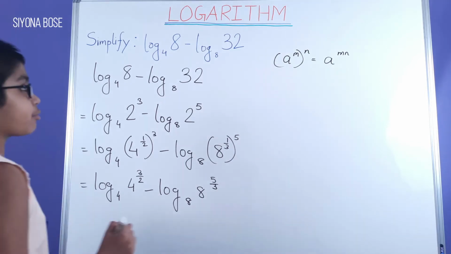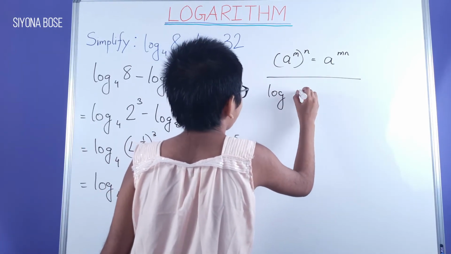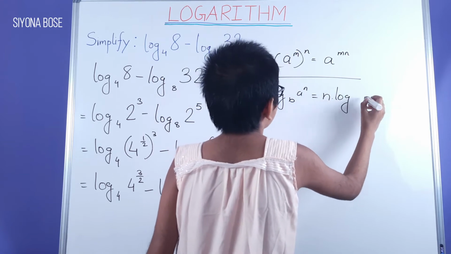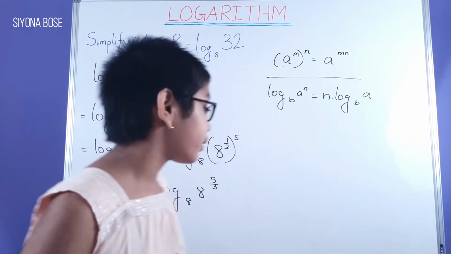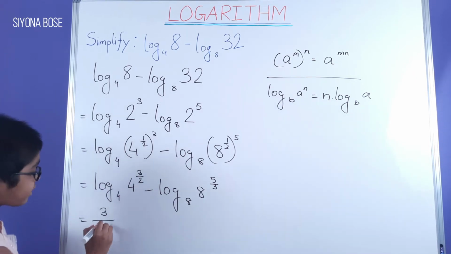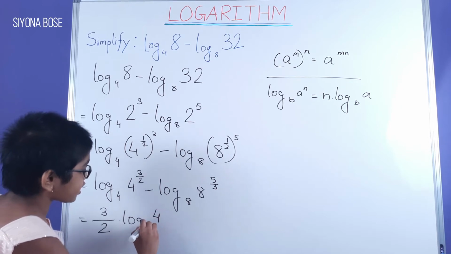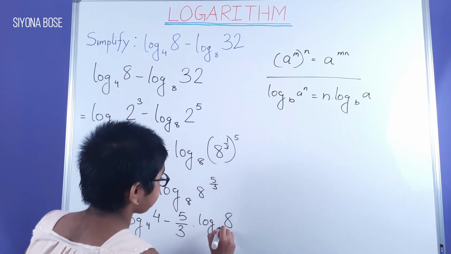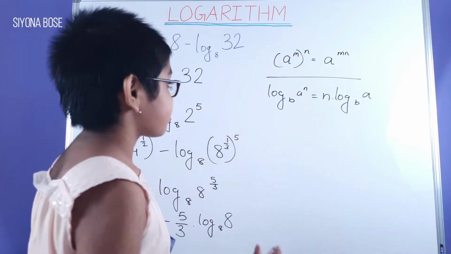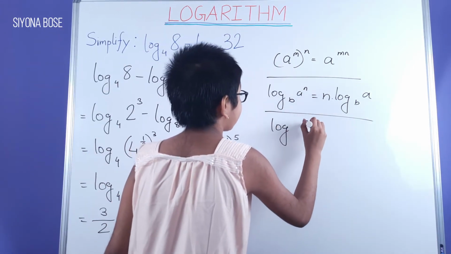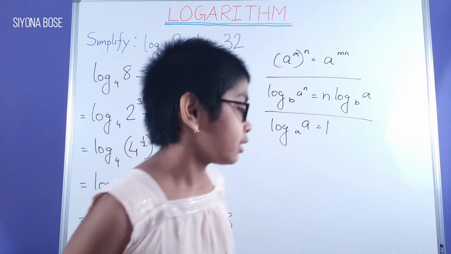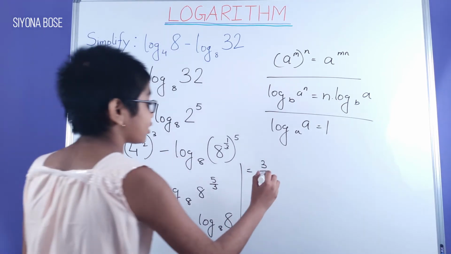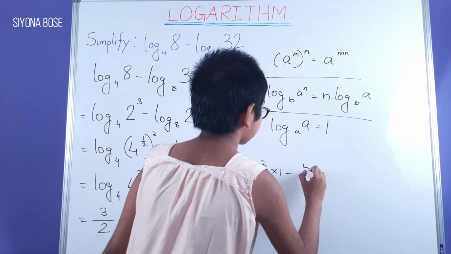Again, we know another formula, which is if it's like log of a to the power of n to the base b, it is equal to n into log of a to the base b. Then applying that, we get 3 by 2 into log of 4 to the base 4 minus 5 by 3 into log of 8 to the base 8. We also know that log of a to the base a is equal to 1. This means it's equal to 3 by 2 into 1 minus 5 by 3 into 1.